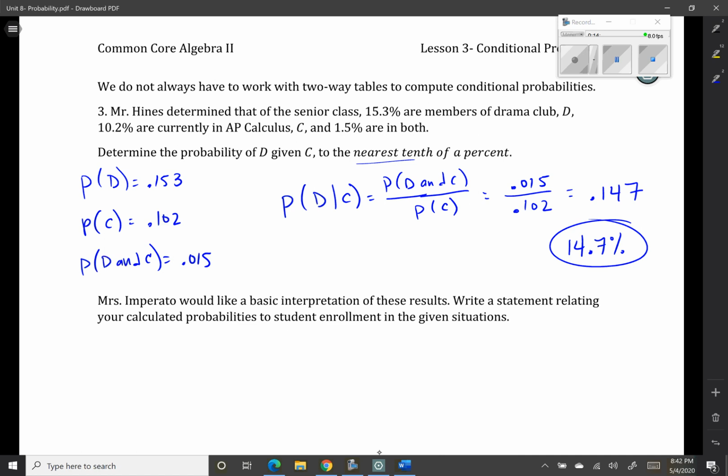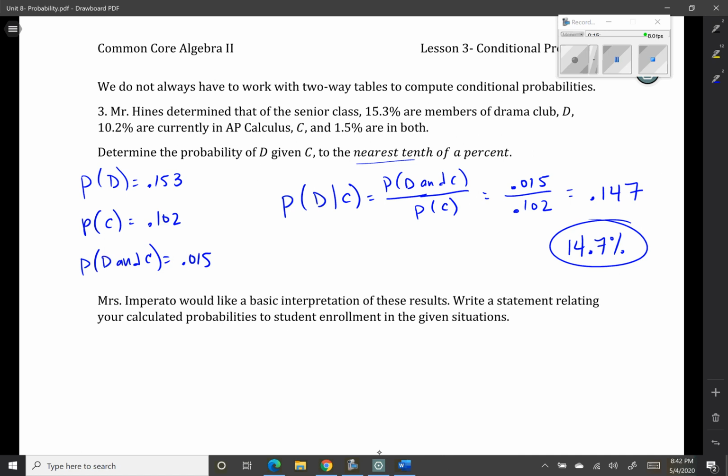So then it says, Mrs. Imperato would like a basic interpretation of these results. Write a statement relating your calculated probabilities to student enrollment in the given situations. So a couple things that we can notice from this particular probability. It says 15.3% are in drama, 10.2% are in AP calculus, only 1.5% are in both. But the probability of being in drama, given that you're in AP calculus, made it so that this decimal or this percentage was higher than the AP calculus number.